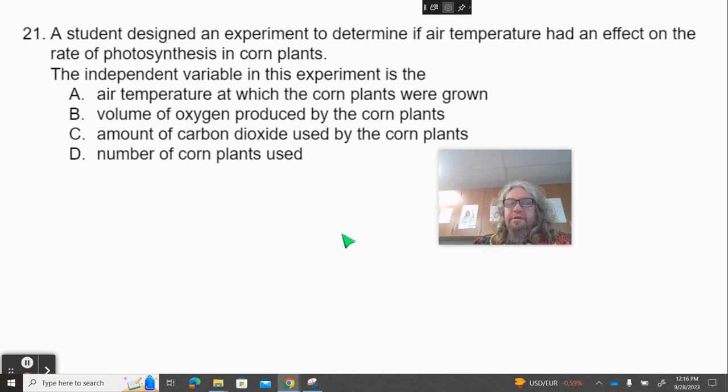There we go. 21. The student designed an experiment to determine if air temperature had an effect on the rate of photosynthesis in corn plants. The independent variable in this experiment is A, the air temperature at which the corn plants are grown. B, the volume of oxygen produced by the corn plants. C, the amount of carbon dioxide used up by the corn plants. Or D, the number of corn plants used.